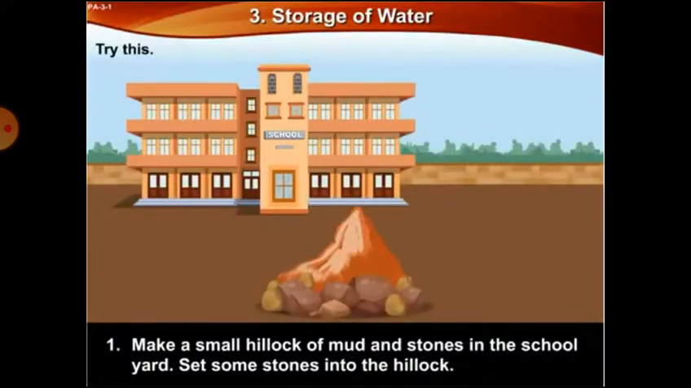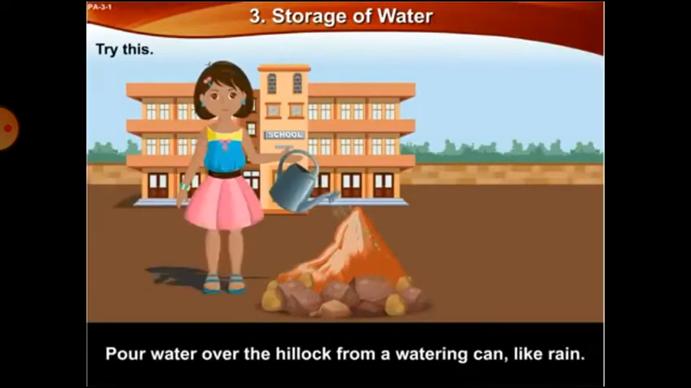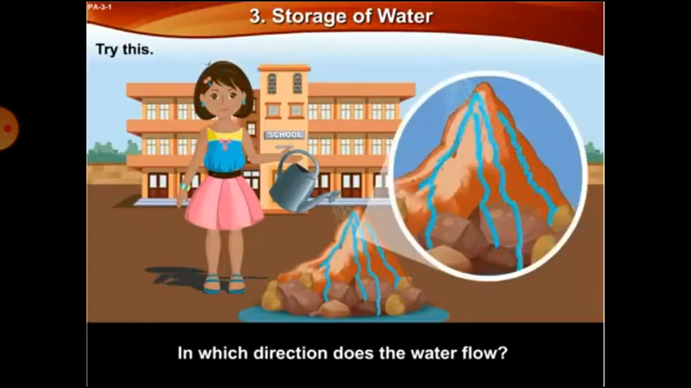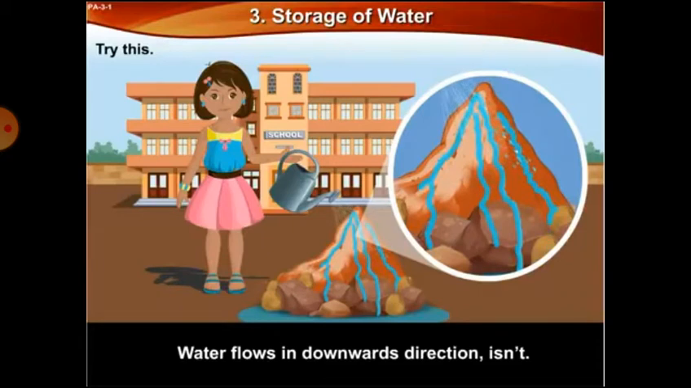Make a small hillock of mud and stones and set some stones into the hillock. Pour water over the hillock from a watering can like rain and observe the following points. Now first point, in which direction does the water flow? Obviously in a downward direction. Okay.